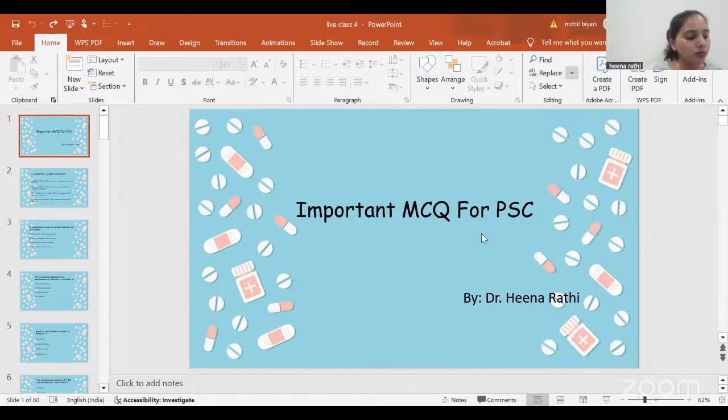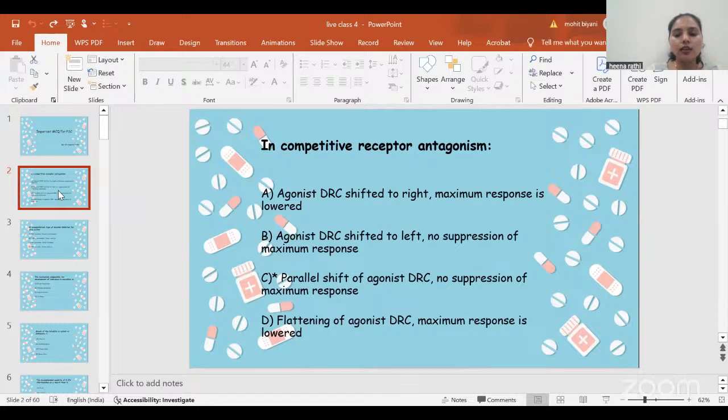So today we are going to discuss the important MCQs for public service commissions. These entire MCQs are taken from all the pharmacology topics, and all the concepts are very important from the MPSC point of view. So we are trying to cover all the concepts which are important regarding this exam.